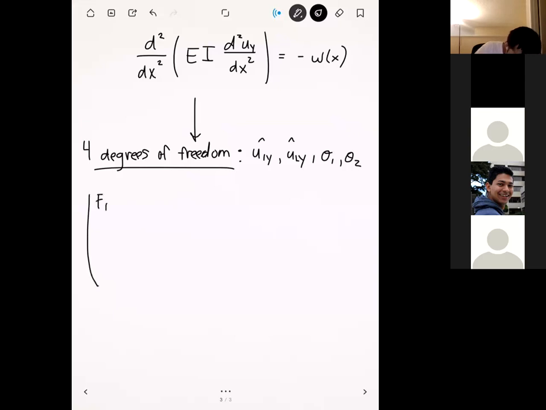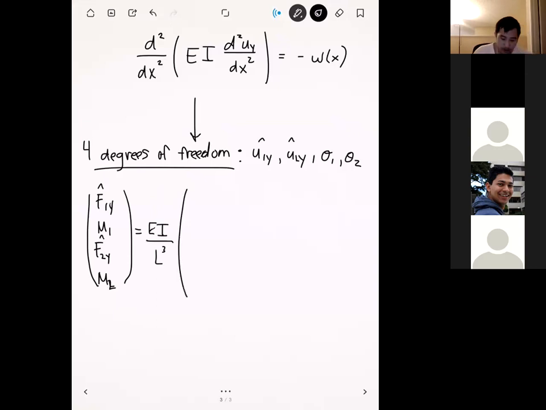Our element stiffness matrix looks like this. We're going to have F1y, M1, F2y, M2. The forces have hats on them because they're in the local coordinate system. The element stiffness matrix is given by the following. First, out in front, we have our coefficient, EI over L cubed. I'll define all those parameters in a second, but let me write in the element stiffness matrix first.